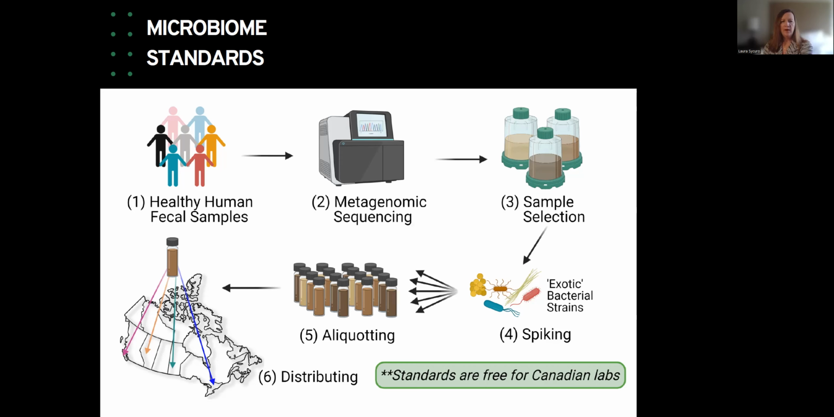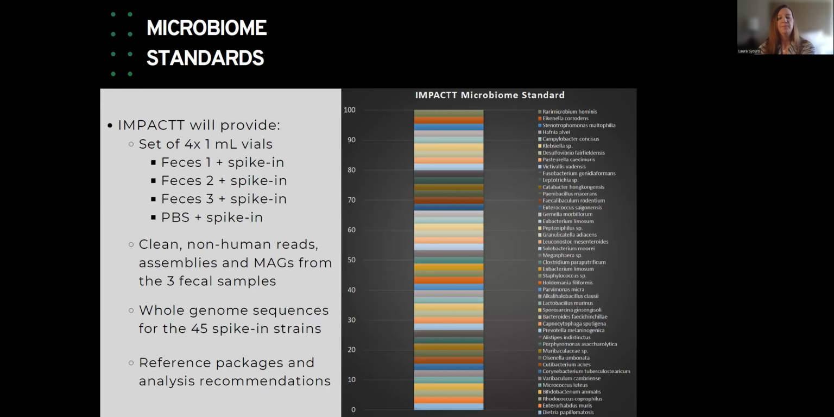We then aliquot 1 ml of this fecal slurry with the spike-in into our vials, and we will be distributing this all over Canada. And like I said, we're hoping to make this free, for sure for the first shipment. We're still assessing what distribution is going to look like, and whether we can come up with a way to keep it completely free, or whether we need to charge for shipping. We'll let you know soon.